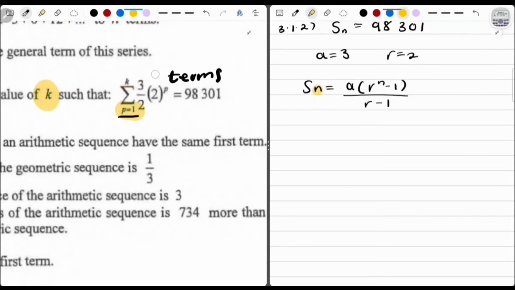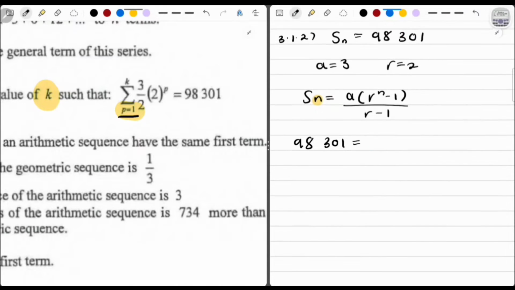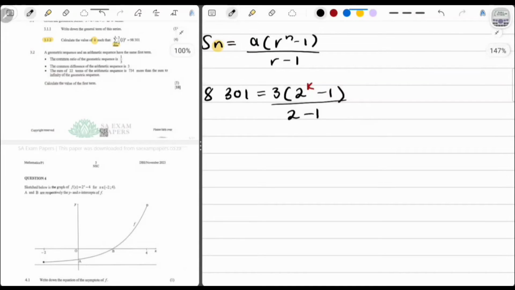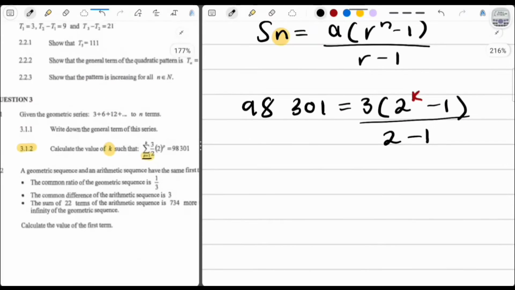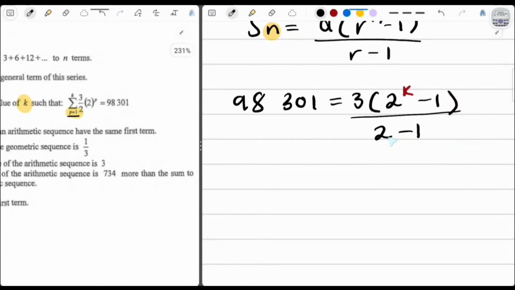So Sn is, let me just put this down: 98301 is equal to, and our a value is 3, multiplied by 2 raised to the power of n, which I'm going to call k, minus 1, all over r, which is 2 again, minus 1. We just have to simplify this. It's just arithmetic. 2 minus 1 is 1, so 98301 is equal to this, since anything over 1 stays exactly the same.